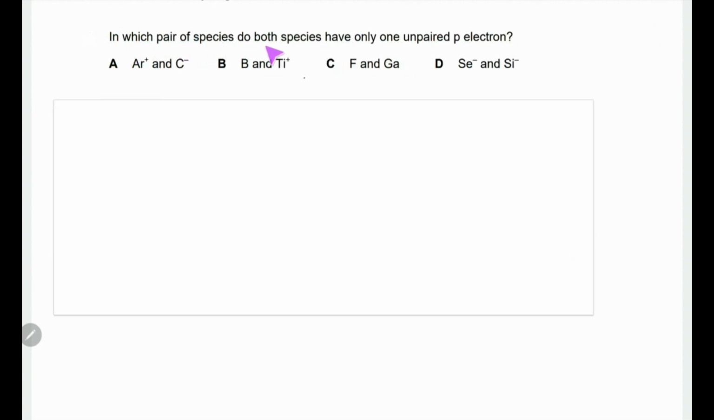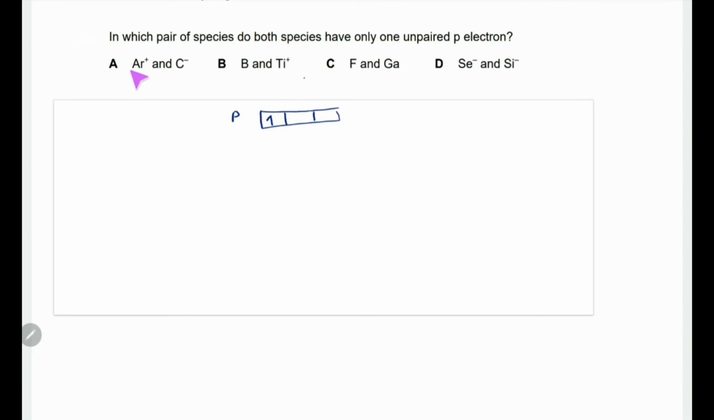In which pair of species do both species have only one unpaired p electron? Well, this question is from electronic configuration, and we have to find that there is one unpaired p electron. First of all, the p subshell has 3 orbitals: px, py, and pz. So we will look for choices with a p configuration having one unpaired electron.